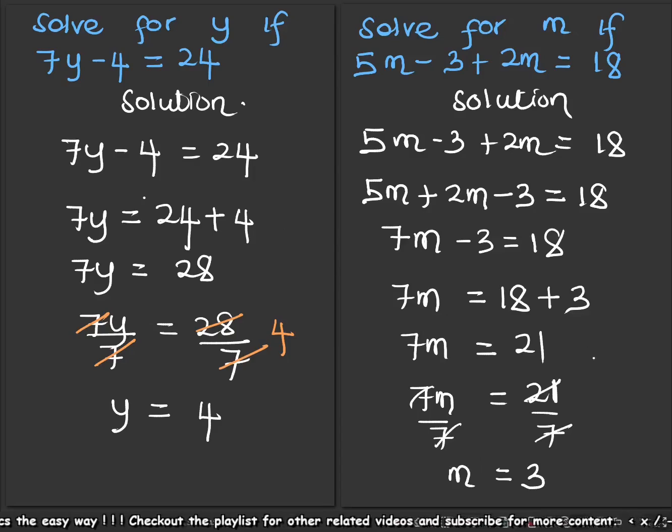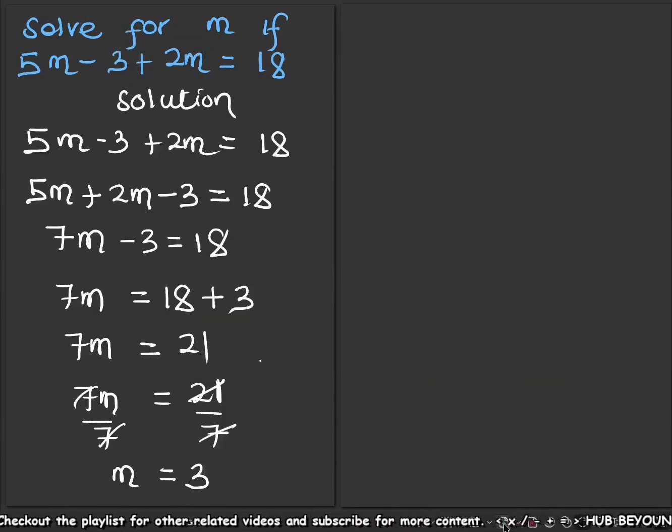So this is how we work out solutions if you have the variable just at one side. What if you have the variable at two sides? It is no different from this one. It is just a build up of what you have done here. So let's look at some examples.